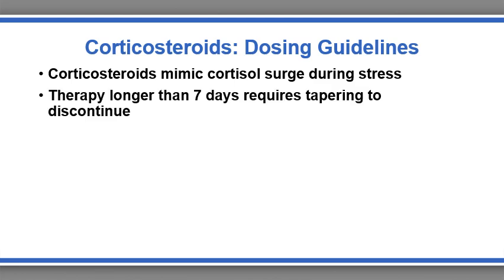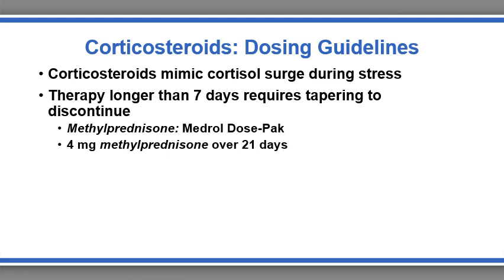Another thing, as we already talked about, is that if therapy lasts longer than 7 days, you're going to require a taper to discontinue it. So again, just some options there. Standard formulations: methylprednisolone is one. Typically someone will be given 4 milligrams of methylprednisolone over 21 days. That's typically what you'll see, and it's used many times to treat conditions in sports medicine. If someone is having low back pain, this might be a way it gets administered.